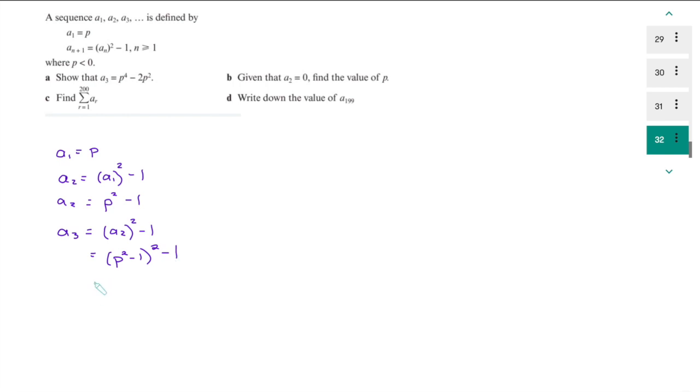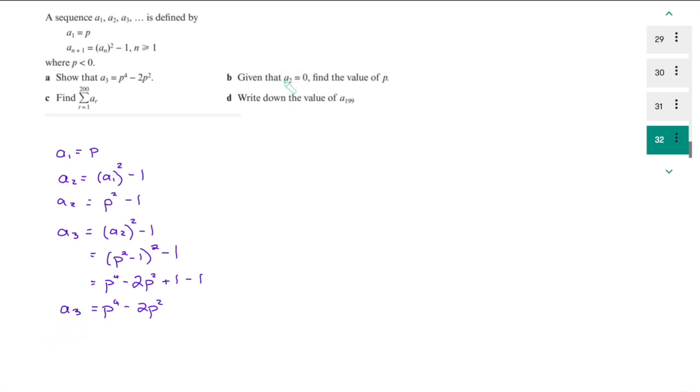We just have to expand this out. You should know how to expand terms like this quite easily. I hope you should be starting to do this in your head now. I'm going to square this term, so p to the 4th, minus 2 lots of this times this, so I've got minus 2p squared, and then plus the square of this term, so plus 1, and then my minus 1 here. So I've got p to the 4th minus 2p squared. So that's what they asked us to show, what a3 was.